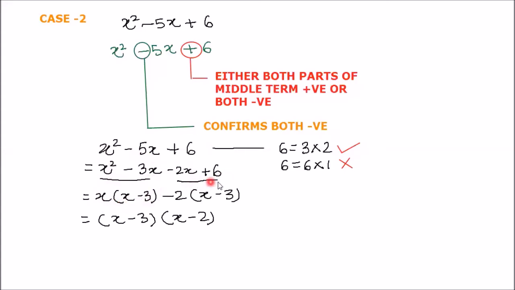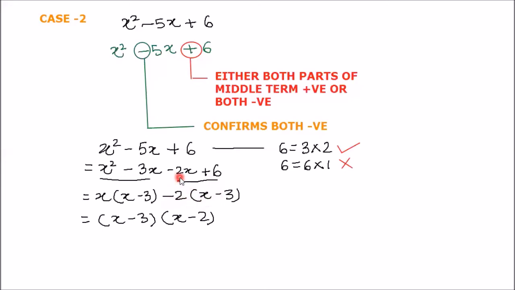From the rest of the two parts, again you will be taking minus 2 common, and since you are taking minus sign common, this term will be positive now and this term will be negative now. Whenever we take negative sign common, the signs of the terms will get reversed.